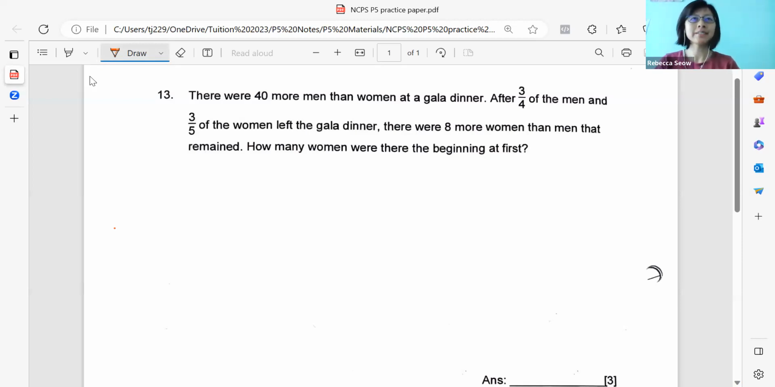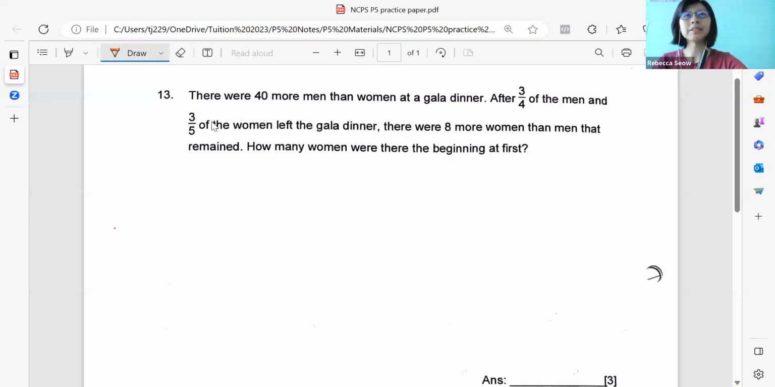First question says, there are 40 more men than women at a gala dinner. After 3/4 of the men and 3/5 of the women left the gala dinner, there were 8 more women than men that remained. How many women were there in the beginning at first?